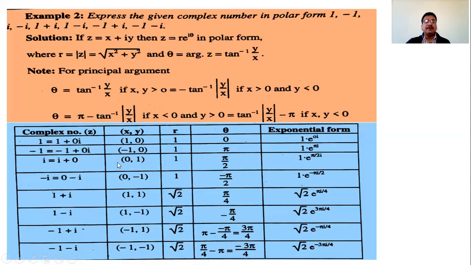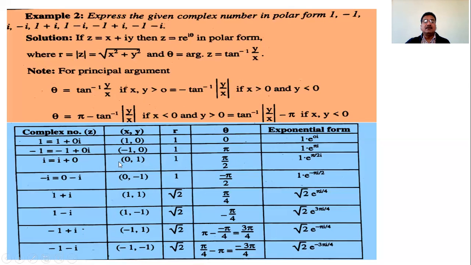So the next problem is what? We can write i in the form 0 plus 1i. Don't write it as i plus 0. Write 0 plus 1i, where 0 is the real part and 1 is the imaginary part. Then its modulus is root of 0 square plus 1 square, that is root 1, that is 1. And its principal argument?